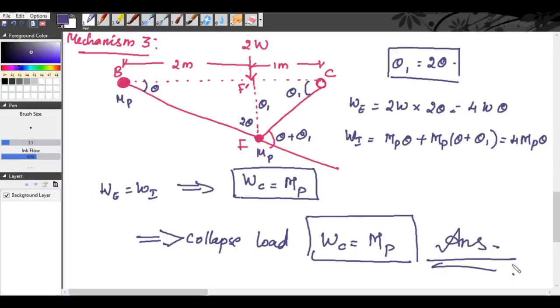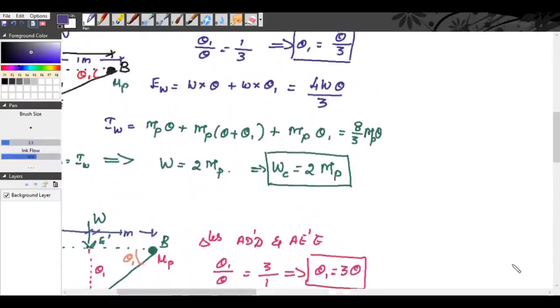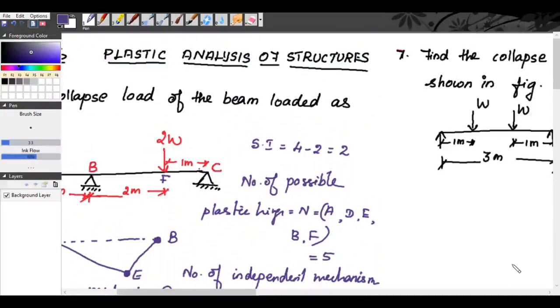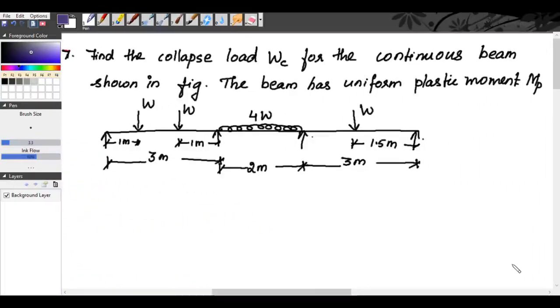Let us move on to the next problem. The next problem is to find the collapse load WC for the continuous beam shown in the figure. The beam has uniform plastic moment MP, so everywhere the plastic moment is MP. I will explain the hinges and the mechanisms, and you can continue and find the answer.